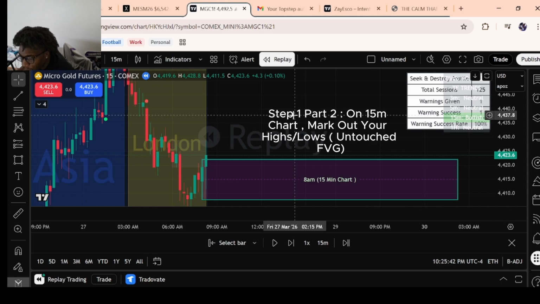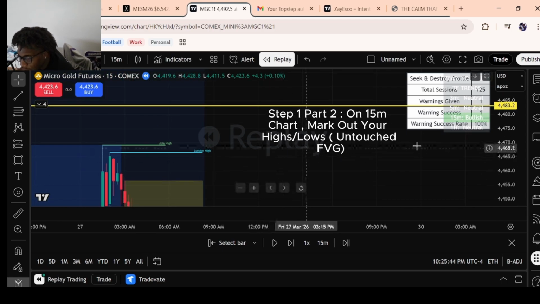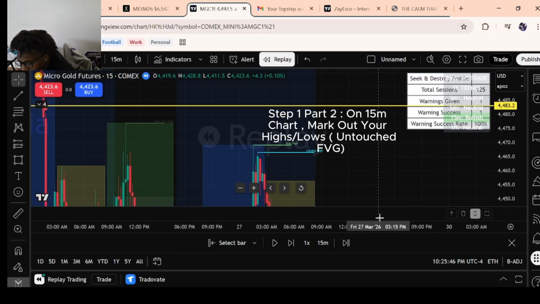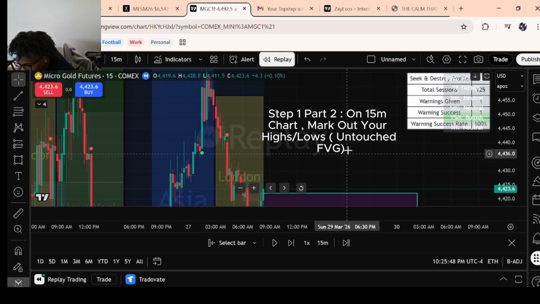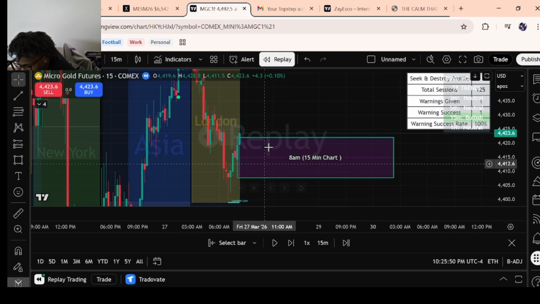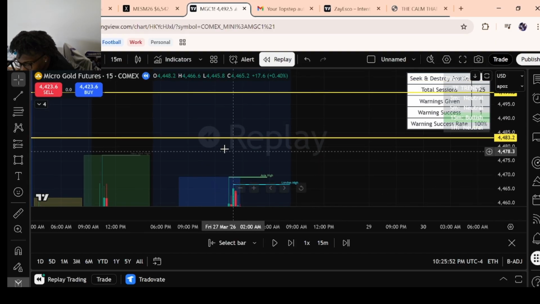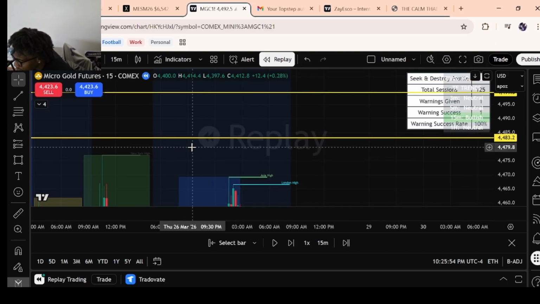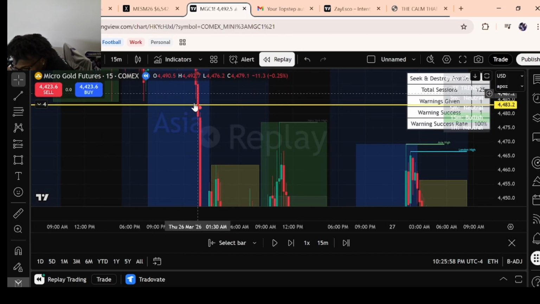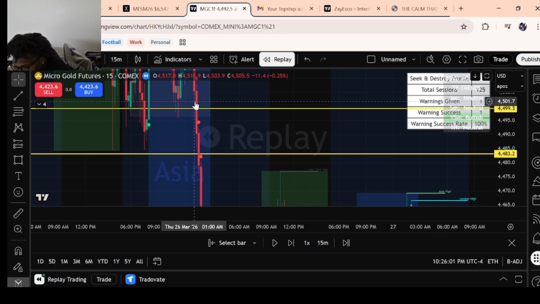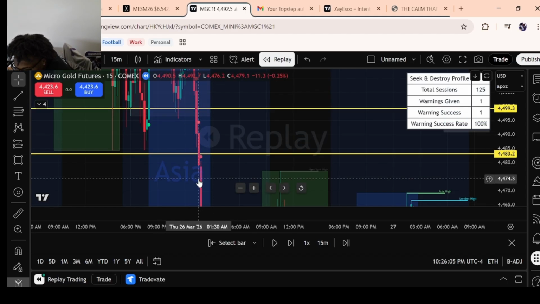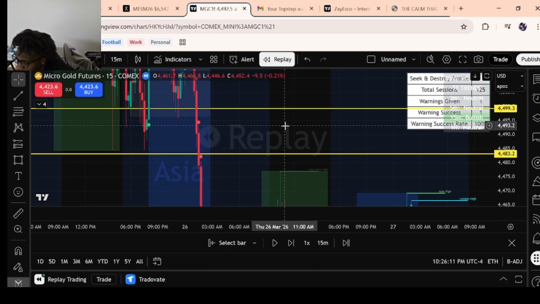Part two, mark out your highs and lows. Your highs will be fair value gaps above the 8 a.m. candle range, right? On the 15-minute chart. So this is my range, right? Anything high below this, we're looking for fair value gaps. A fair value gap is three of these. So three candles in a row. So 1, 2, 3, right? So this will be a fair value gap. So in the middle of this space of the fair value gap, that's my take profit / highs.